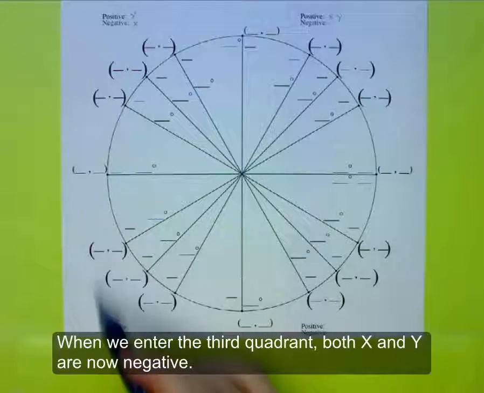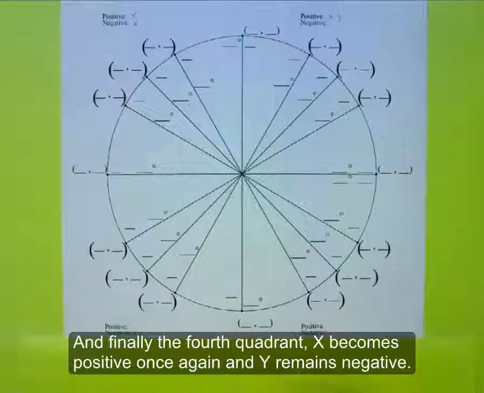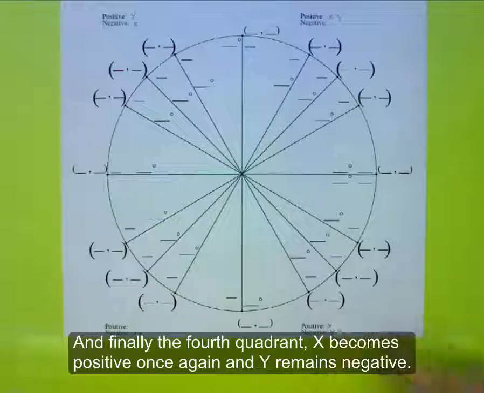When we enter the third quadrant, both x and y are now negative. And finally, the fourth quadrant, x becomes positive once again, and y remains negative.